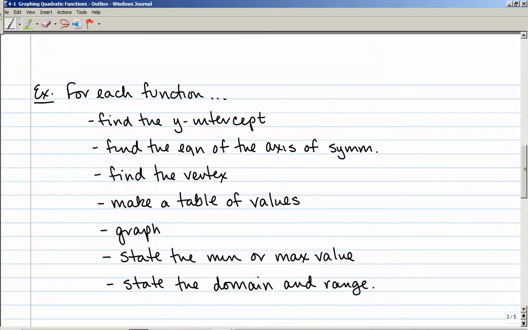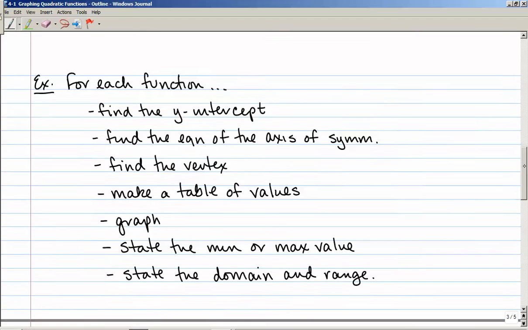So we're going to do two examples together, and we're going to do all 7 of these things for each example. And then in the homework you'll work on tonight, I want you to do these 7 steps also. We need to find the y-intercept. We need to find the equation of the axis of symmetry. We need to find the vertex. And we'll use that vertex to make a table of values, which we'll use our calculator for as well. We're going to graph the function, state its minimum or maximum value, and then state the domain and range.